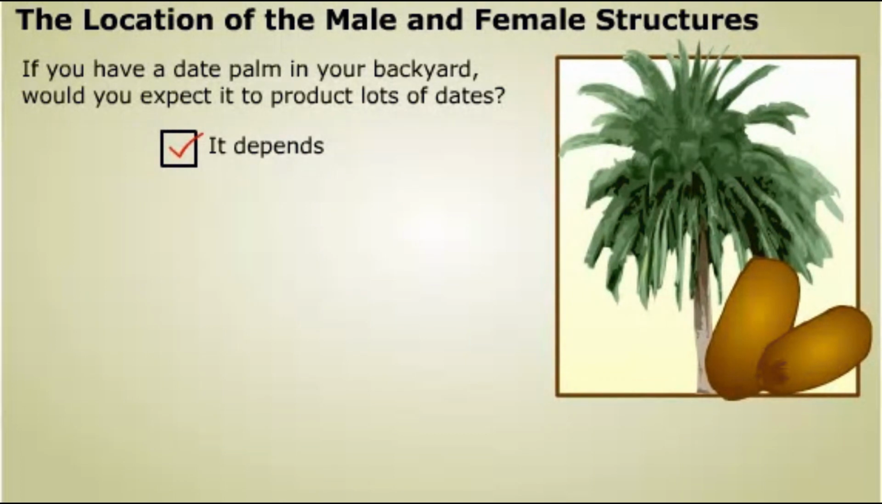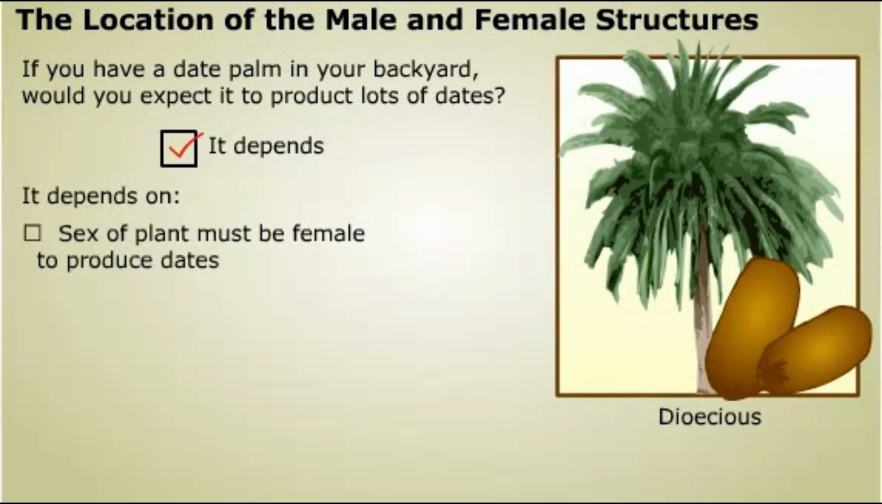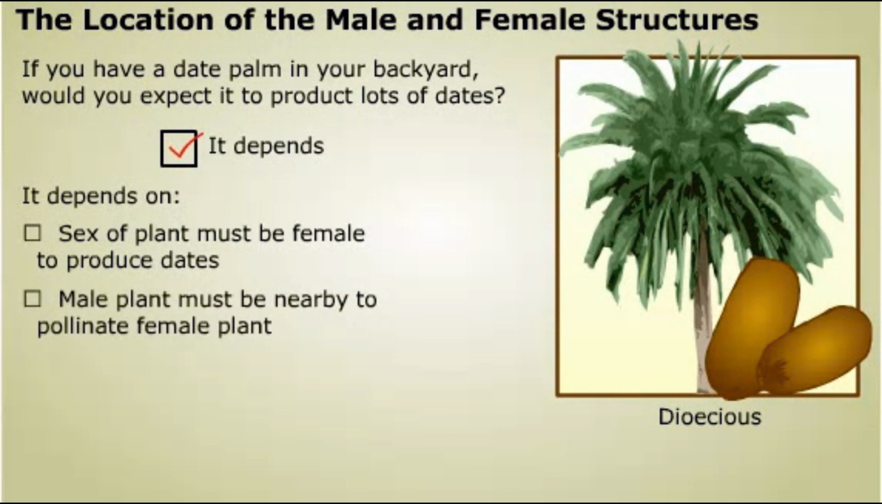Because the date palm is dioecious, the male and female structures are found on separate trees. Production of dates depends on the palm being female because it's the female's ovary that develops into fruit. However, a male tree must be nearby to provide pollen for fertilization, the event that leads to the development of fruit. The evolution of separate male and female plants is an example of an adaptation that prevents self-pollination.